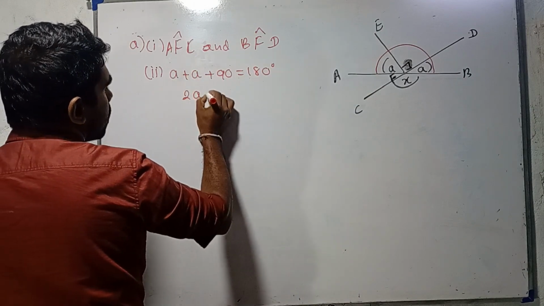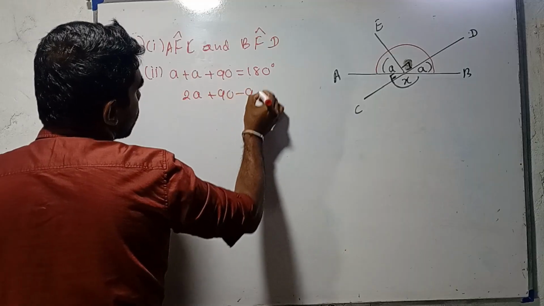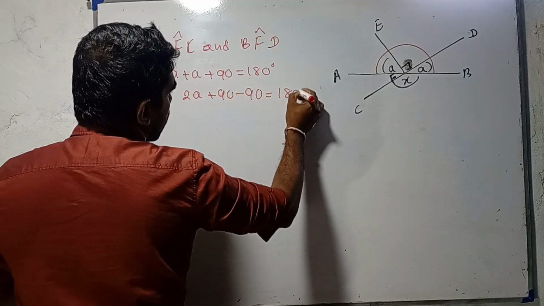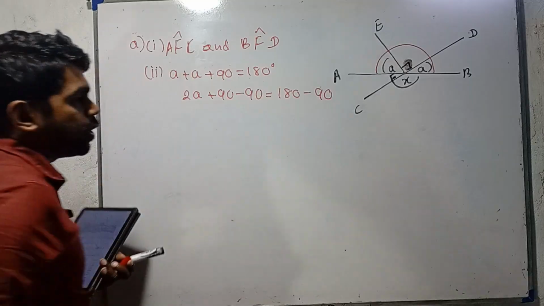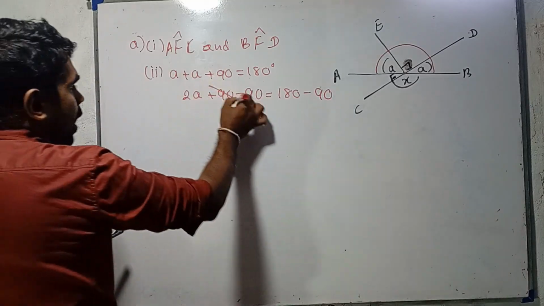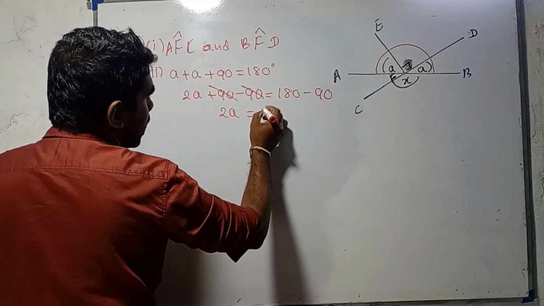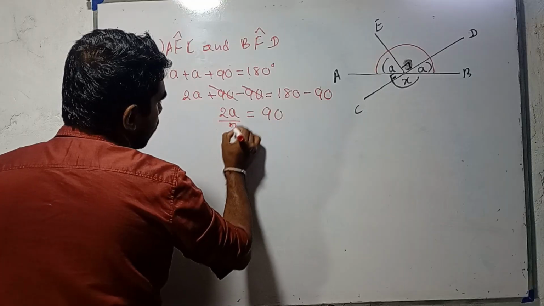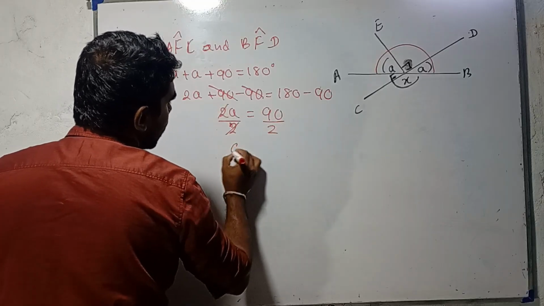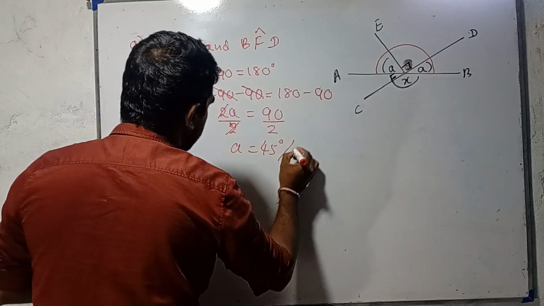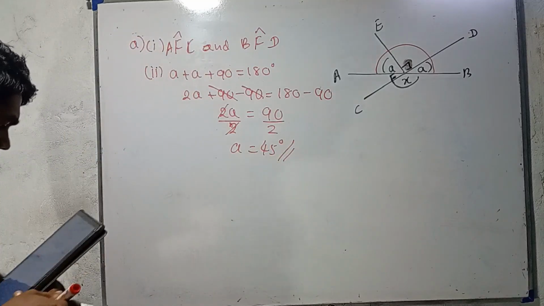Then 2A plus 90, we can remove plus 90 by subtracting 90 from both sides. Then 90 minus 90, 0. 2A equals 180 minus 90, 90. Then we can divide both sides by 2. A is 45 degrees. 90 divided by 2, 45.